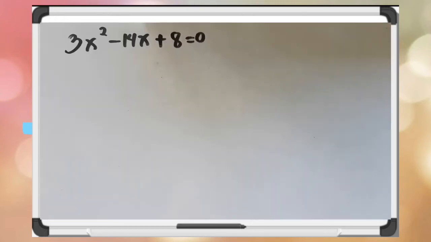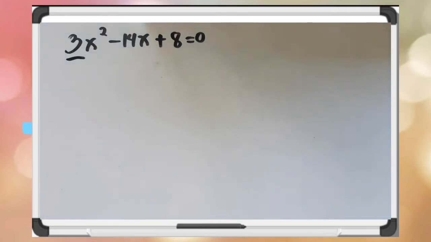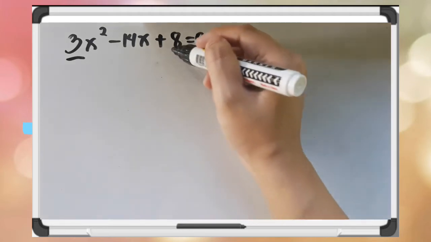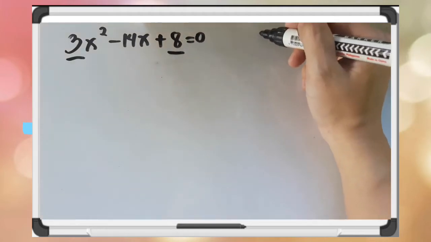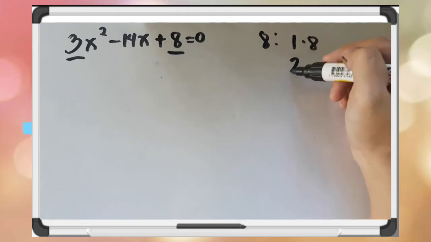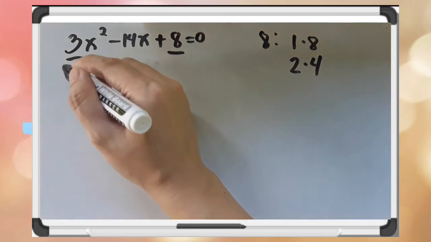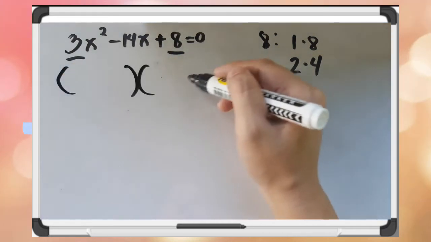For example number 3, we have 3x squared minus 14x plus 8 is equal to 0. Here we will factor a trinomial wherein the value of a is greater than 1. Find the factors of the last term. So 8 is equal to 1 times 8 and 2 times 4. Then rewrite the factors.